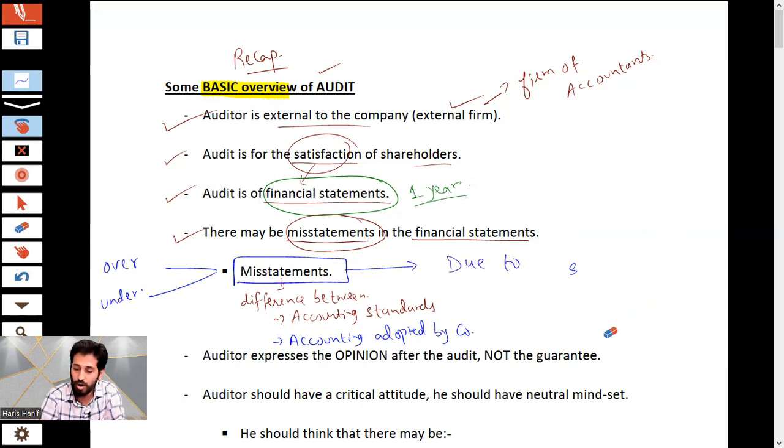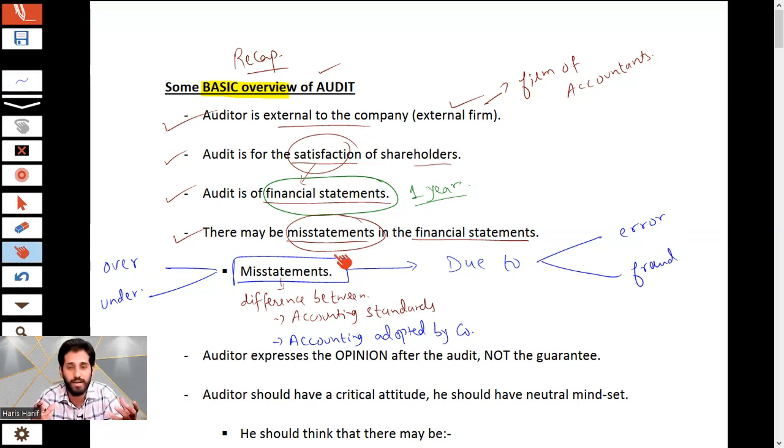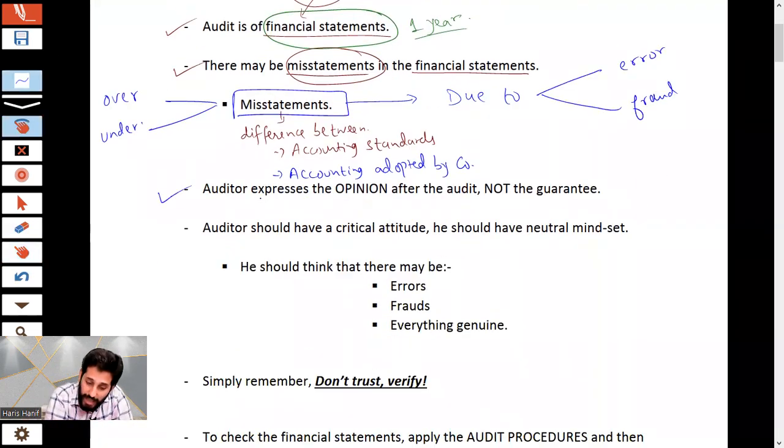And this misstatement is not necessarily due to management intentionally making it. Not at all. It may quite possibly be due to either error or fraud, right? But what is misstatement? Something against the accounting standard. That's it, misstatement. Now let's move ahead. Auditor expresses the opinion after the audit, not a guarantee. That is actually the opinion of the auditor. And obviously, it is on the financial statements.